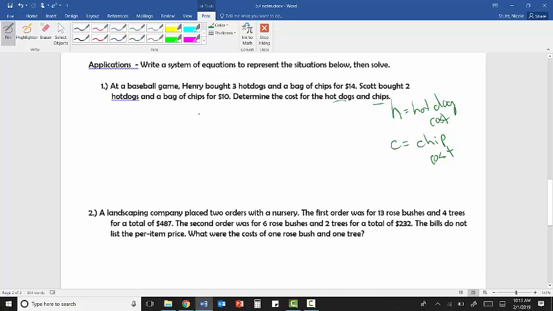All right, so you're going to buy 3 hot dogs, so you're going to pay the hot dog price 3 times. Plus, you're also going to buy 1 bag of chips, so pay it once. And your bill for Henry is $14. And then when you look at Scott, Scott's going to buy 2 hot dogs, so he's going to pay the hot dog price twice. He's going to pay the chip cost once, and he's going to spend $10. So it's actually a pretty nice problem because you can just go through and multiply the bottom row by -1. And it looks like a hot dog will cost $4.